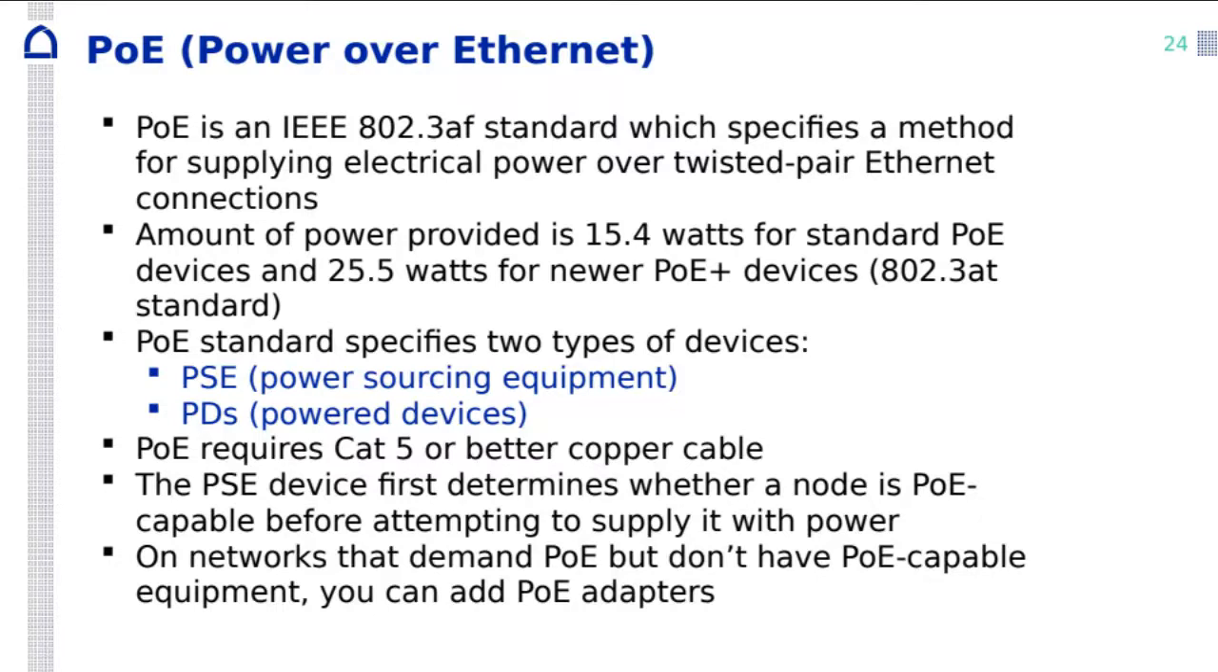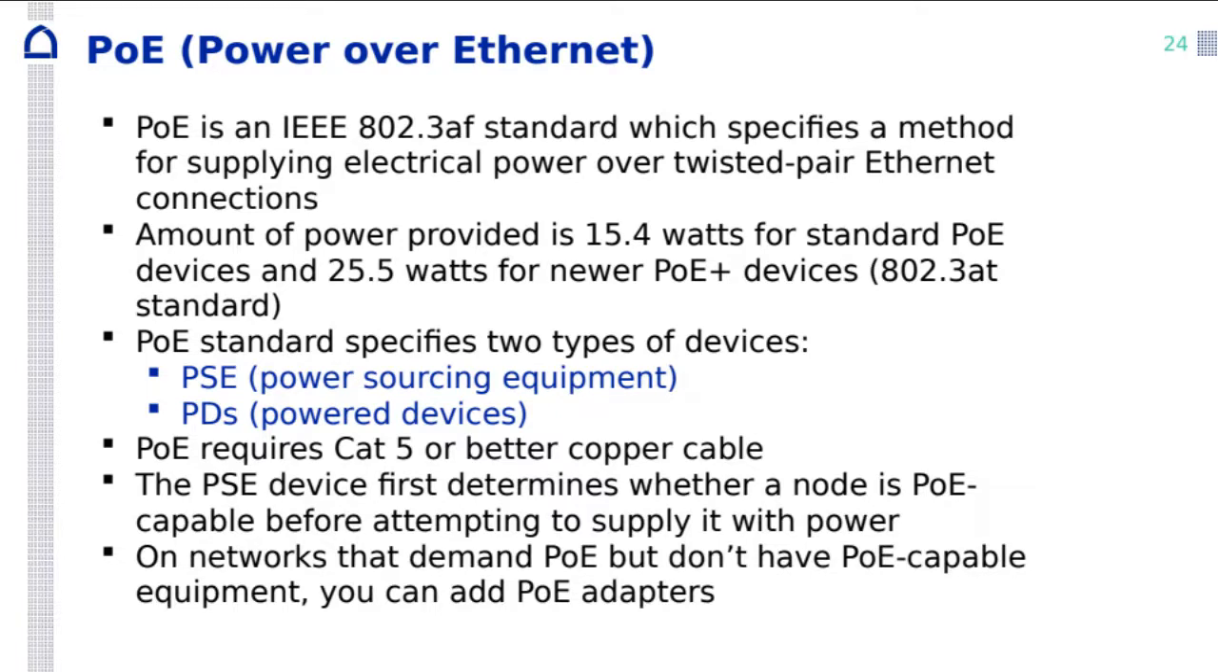So PoE involves two types of devices: PSE, power sourcing equipment, and PDs, powered devices. PoE requires Cat5 or better copper cable. The PSE device first determines whether a node is PoE capable before attempting to supply it with power. Of course, otherwise you will burn it. So who's doing this? The PSE, the power source that will provide the power. On networks that demand PoE but don't have PoE capable equipment, you can add PoE adapters.